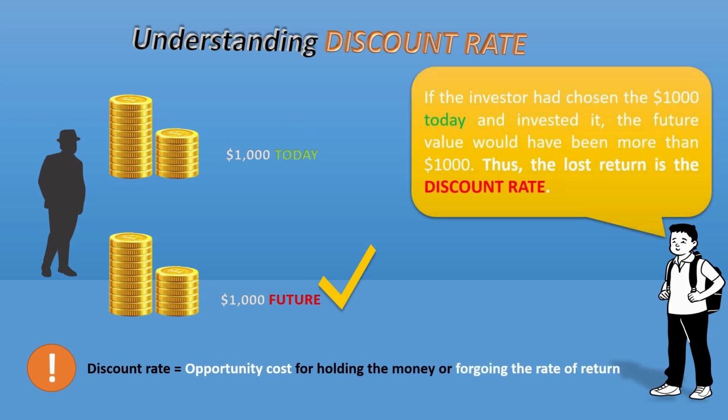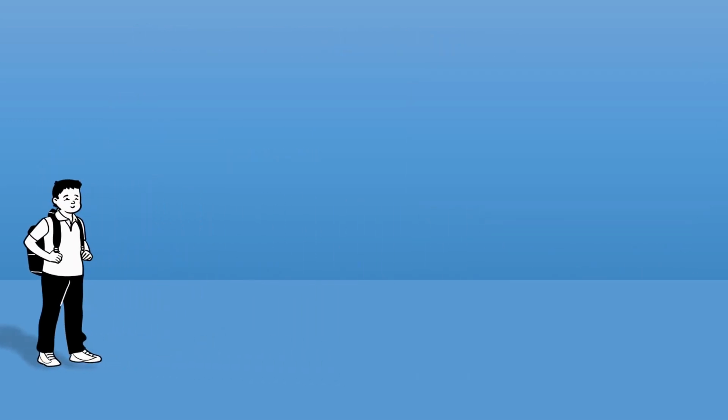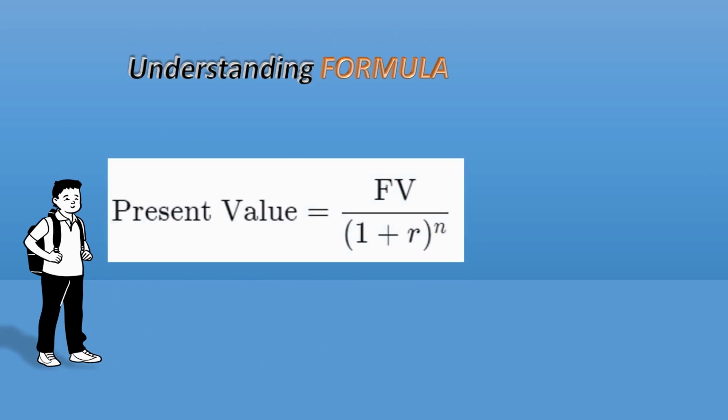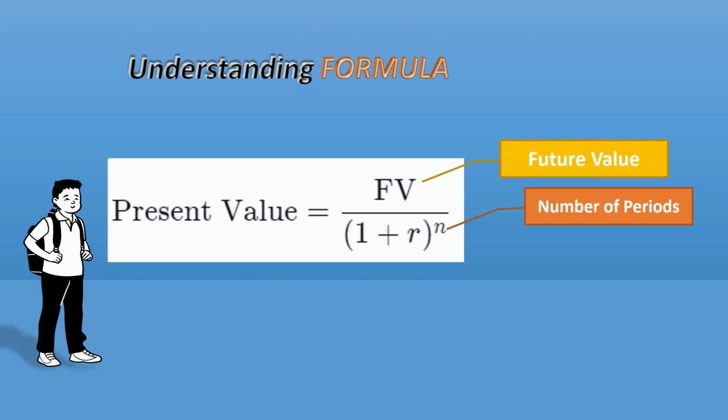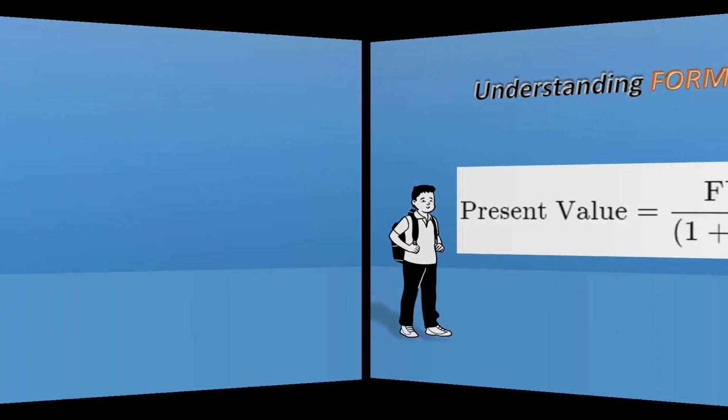Let's see what is the formula for present value. FV stands for the future value that is supposed to be received or paid in future. R is the rate of return or discount rate to be used in the calculation. And N is the number of periods.